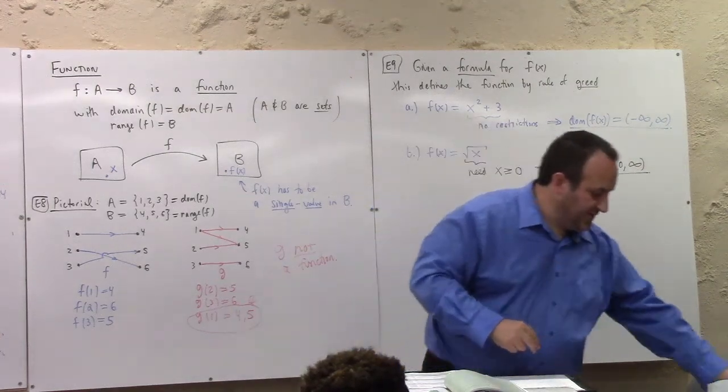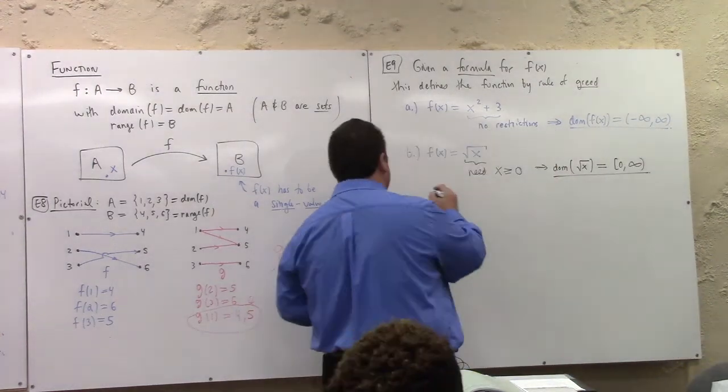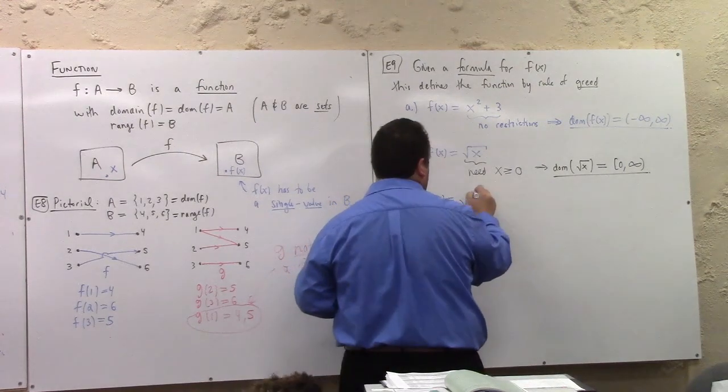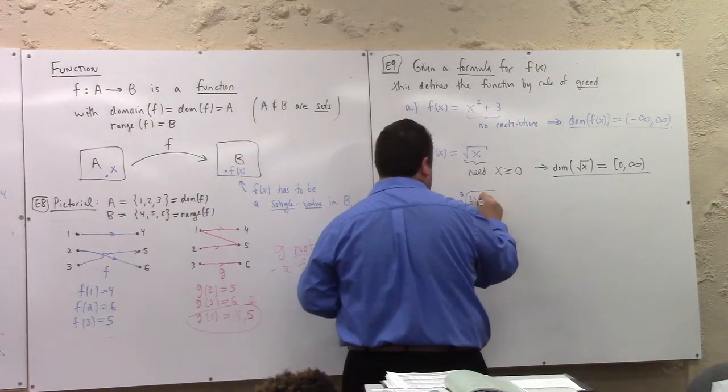Let me throw something at you that you may or may not know. Let's see. F of x equals the cube root of 2x plus 3.